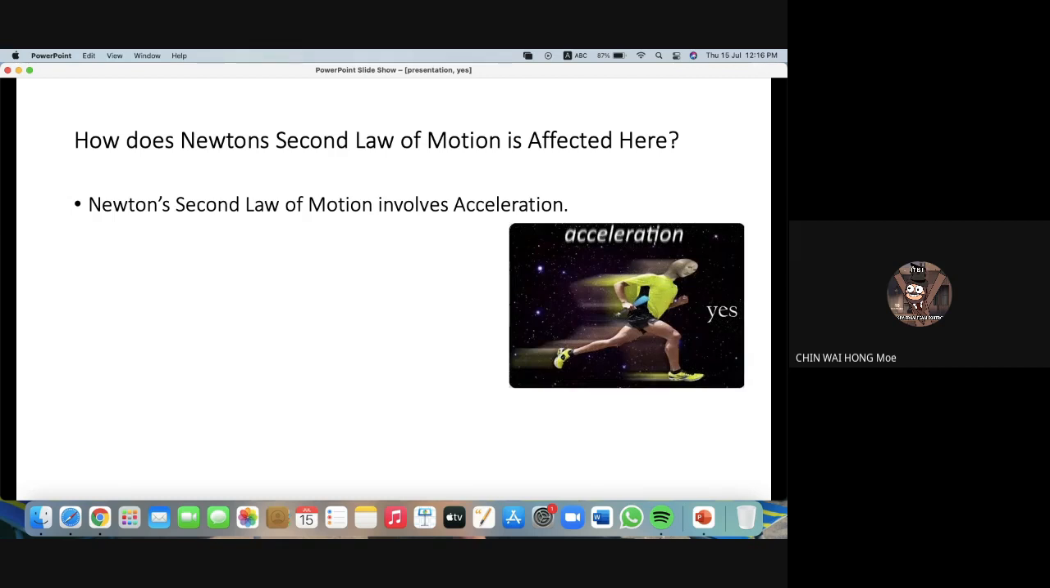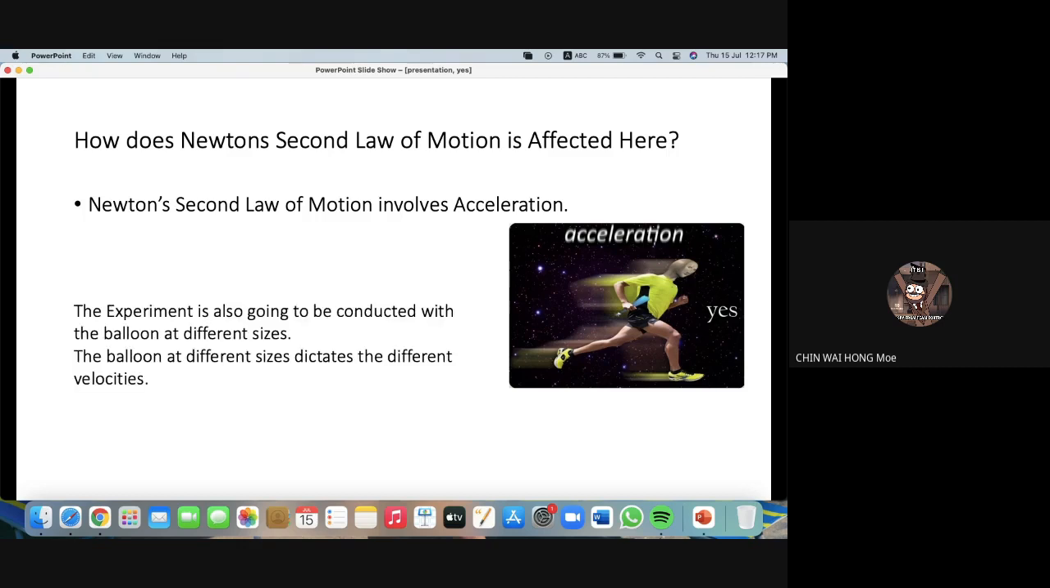Basically, what I'm about to do is the straw is going to be going across the string, which I'm going to show in the image on the next slide. The way the second law of motion works is the force is affected by the mass on acceleration. But how does this project affect acceleration, you say? The experiment will be conducted with the balloon in different sizes. The balloon sizes will tell you the amount of acceleration that's being pushed down through the straw, which is the air. That's why they dictate the different velocities.